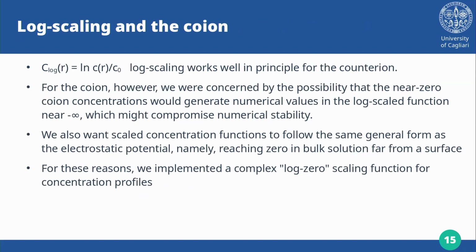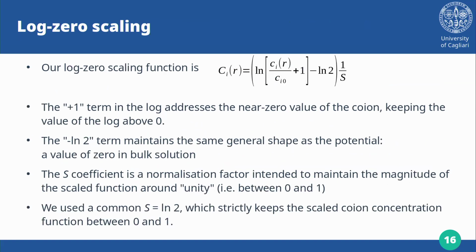One thing that I was concerned about is for the co-ion, that's the ion with the same charge as the surface, the concentration gets depleted down towards 0. So I was concerned that log scaling might end up with values of towards minus infinity for the co-ion. So log scaling is okay for the counterion. But for the co-ion, to deal with that, I invented this more complicated scaling function. We have the log scaling, but I've shifted it by +1 so that the value for the co-ion remains above 0 without falling to minus infinity.